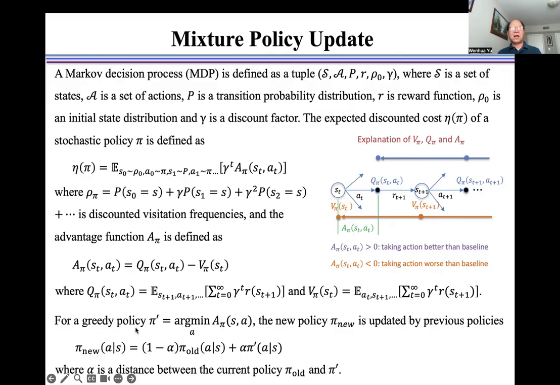For a greedy policy pi prime, the new policy pi new is updated from the previous policy as shown here. This is the current policy and this is the greedy policy, where alpha is the distance between the current policy pi old and the greedy policy pi prime.